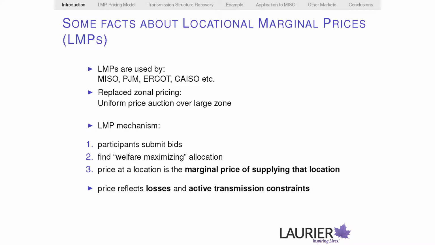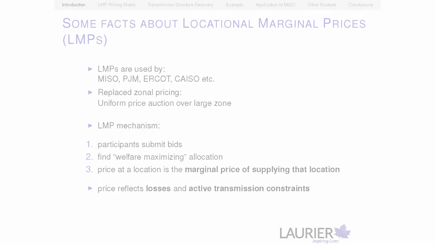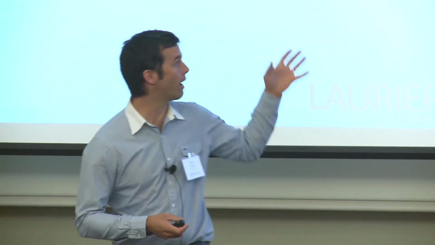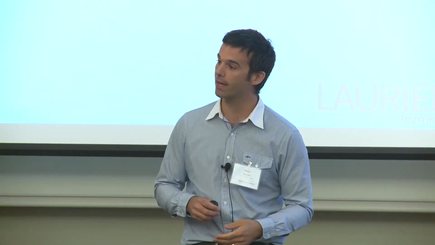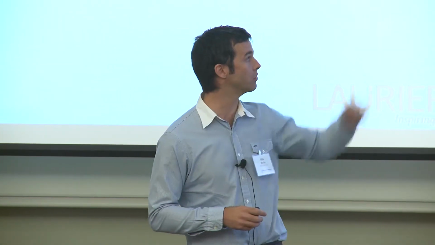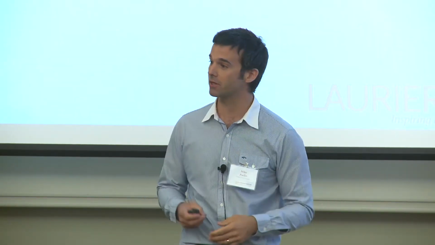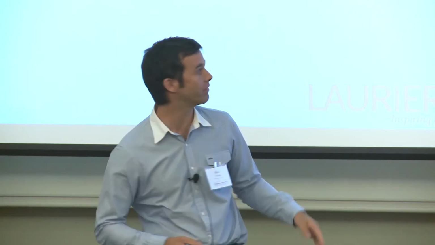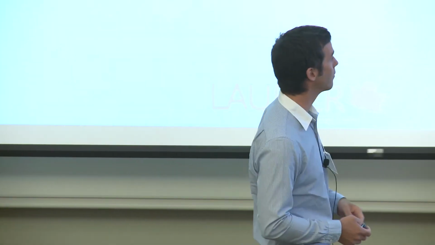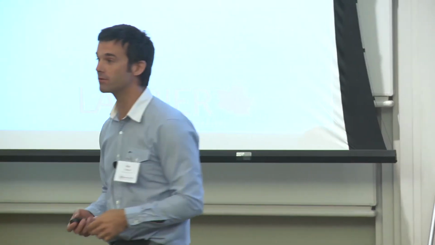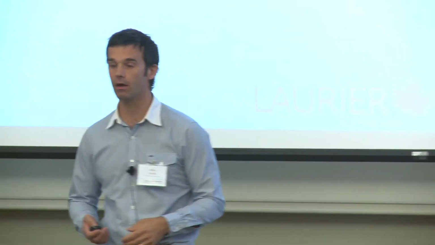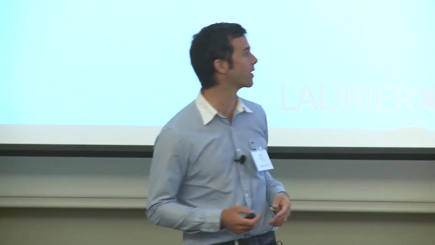The facilitator, in this case the ISO, MISO, will find, and I put in quotation marks, the welfare maximizing allocation, which is assuming that those bids actually reflect the costs and utilities of the participants. And because it's not a cost minimizing allocation, there's also elastic supply, or elastic demand, in these markets.